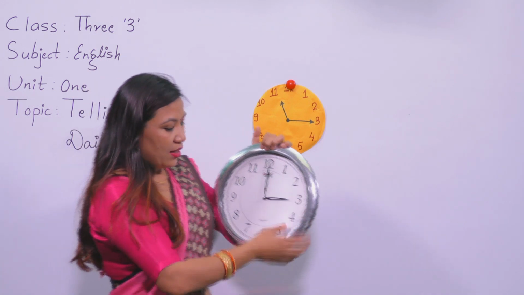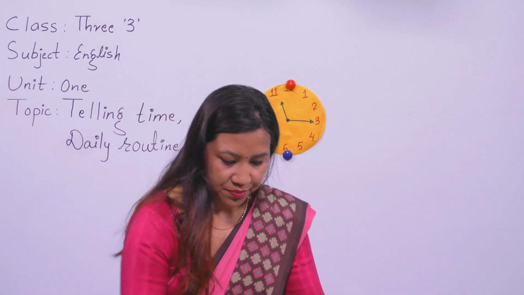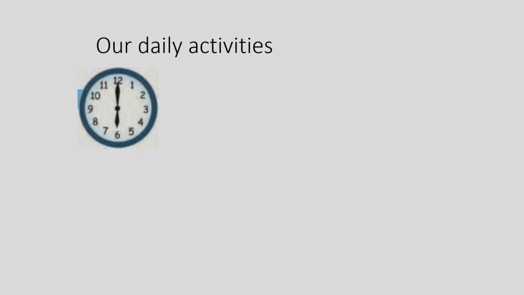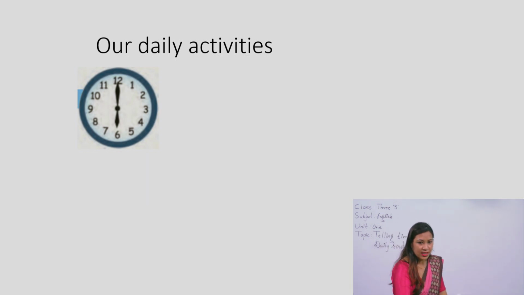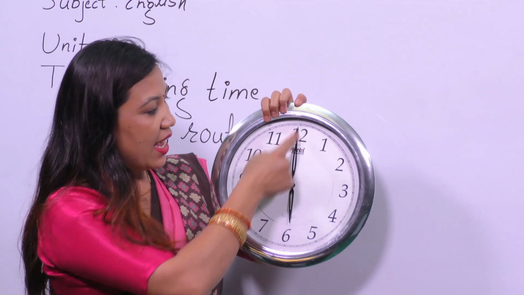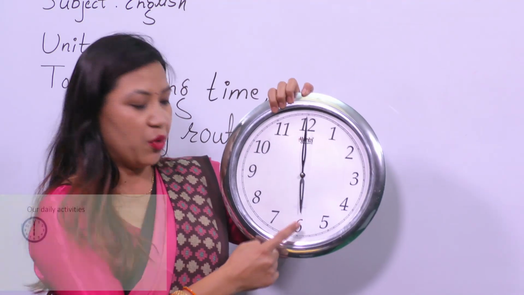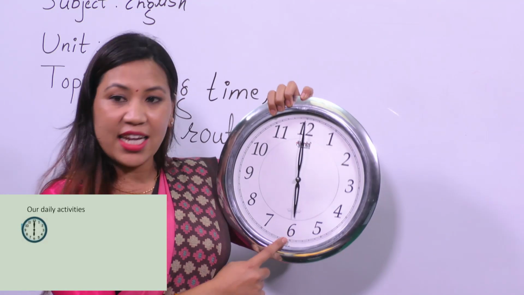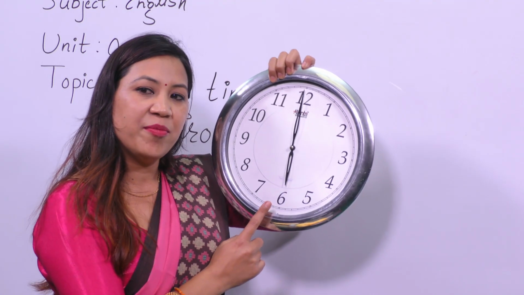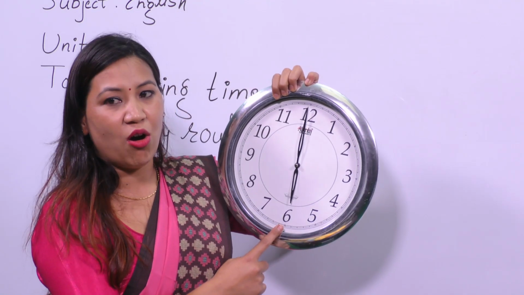After that, our daily activities we can see on the board. See here, the long hand is pointing at 12 and the short hand is pointing at 6, right? Just like this, you can see this also. The long hand is pointing at 12 and the short hand is pointing at 6. So you can tell me, what is it, everybody? Yes, it is 6 o'clock.